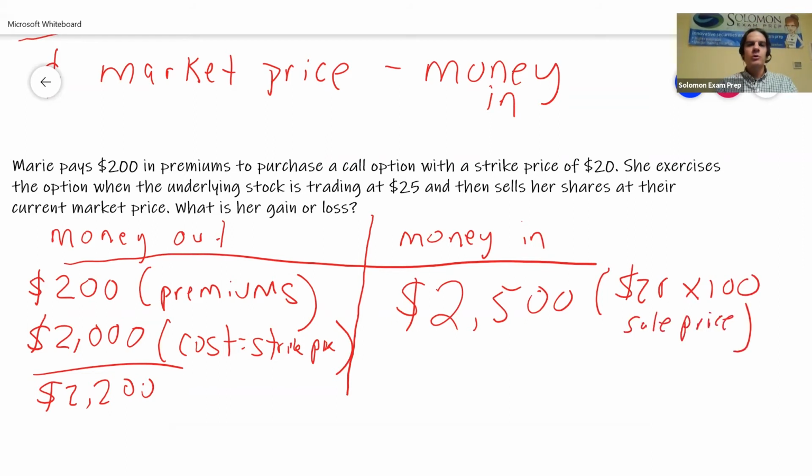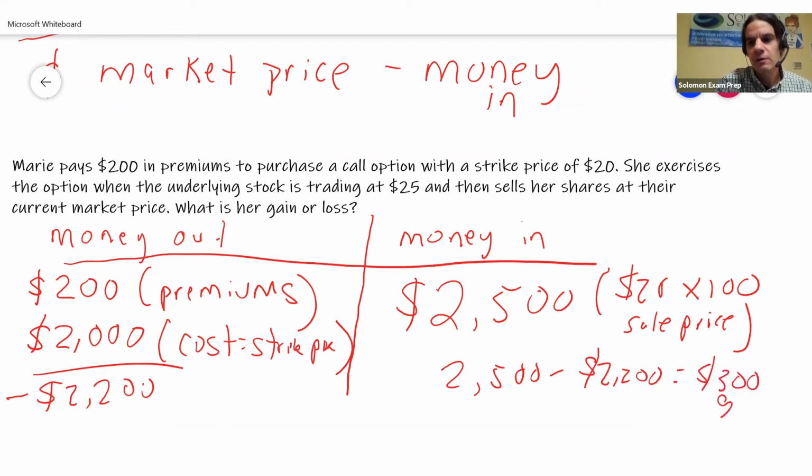All right, so now all that we're doing is we're looking at the money in, and we'll look at the money out as a minus because it's money she spent. $2,500 minus $2,200 equals a $300 gain. That is supposed to be a dollar sign there. Sorry. So that's it. That's your answer. She's got a $300 gain as a result of her long call options investment.